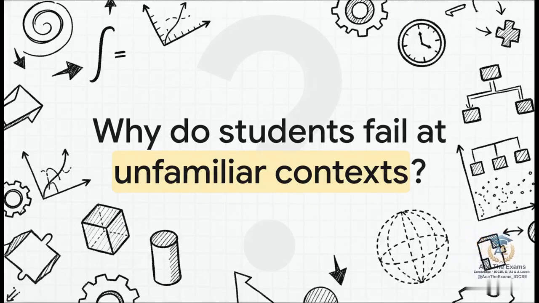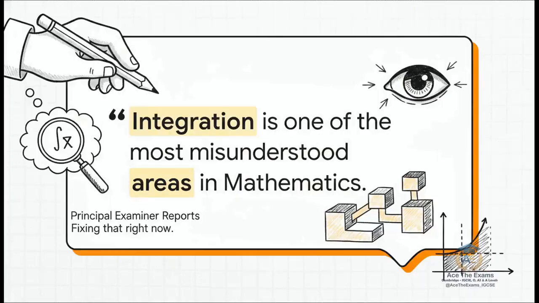The failure rate spikes. You might be wondering, why does this happen? Well, usually it actually isn't a lack of raw math skills. It's a complete lack of strategic application. Candidates simply don't know how to parse the new environment. Listen to this direct output log from the principal examiner reports. They state point blank that integration is one of the most misunderstood areas in mathematics.